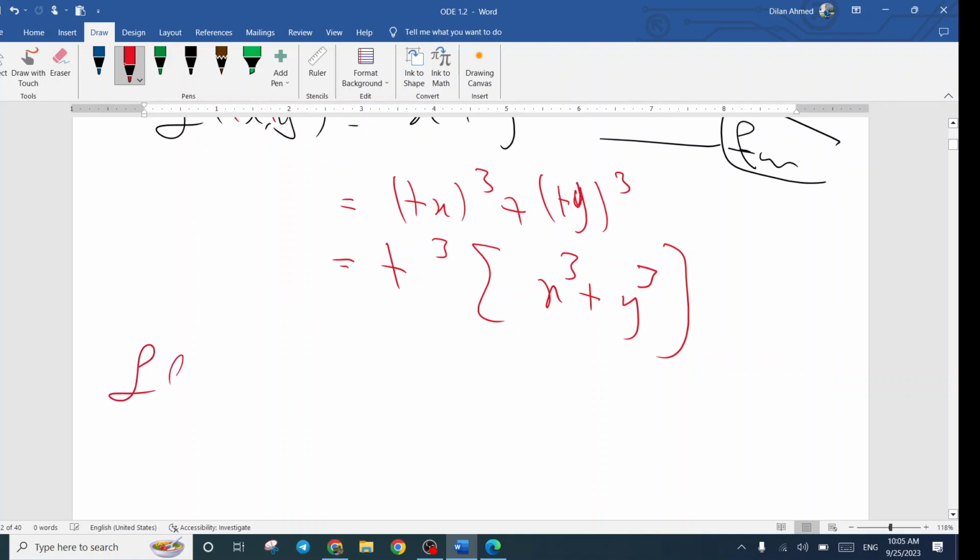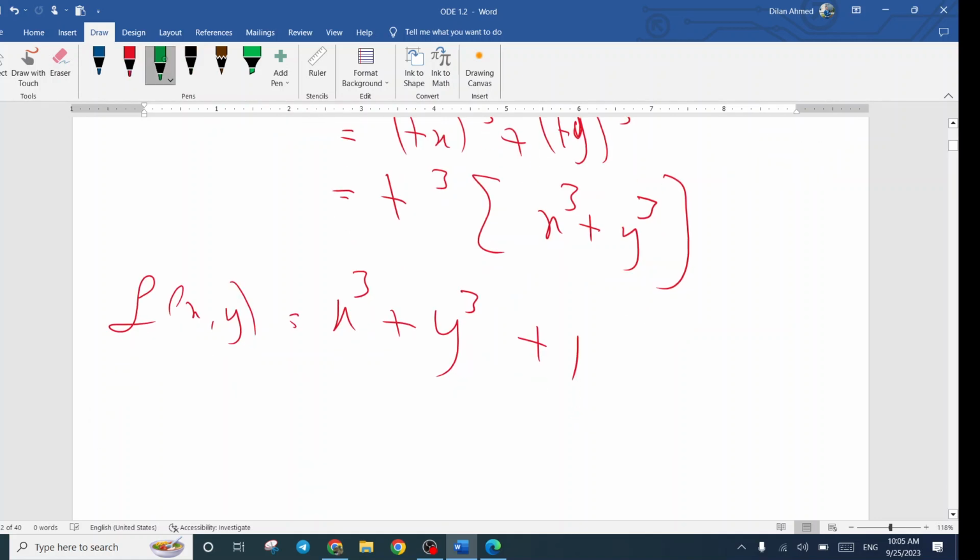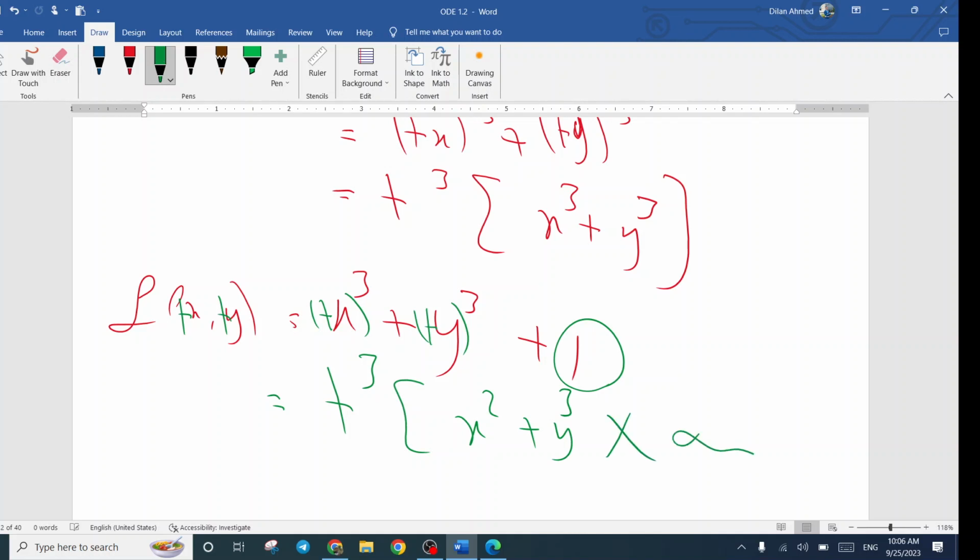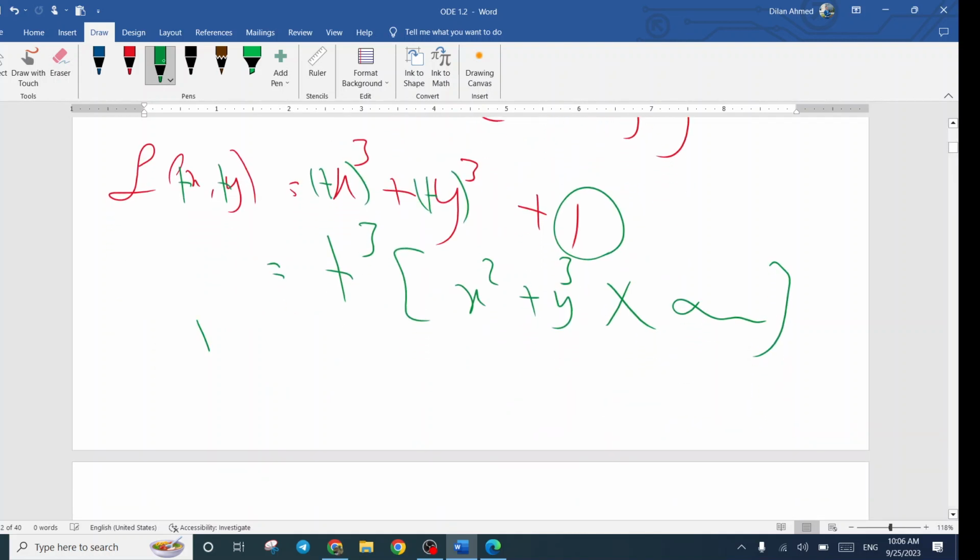So how about if I have the same function plus 1? If I put t here, I cannot bring this one as a common, right? Because 1 has no t to the power 3. So that's why it remains x cubed y cubed, and I cannot write the others. So this one is not homogeneous. Do you get the definition of homogeneity?